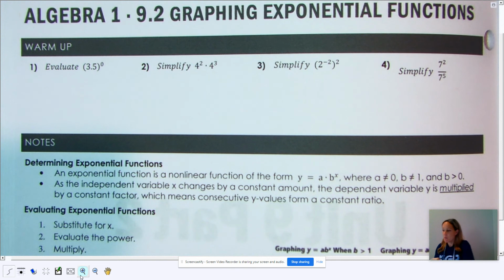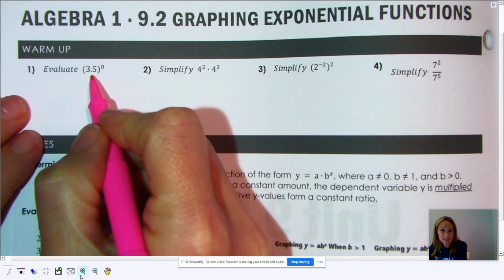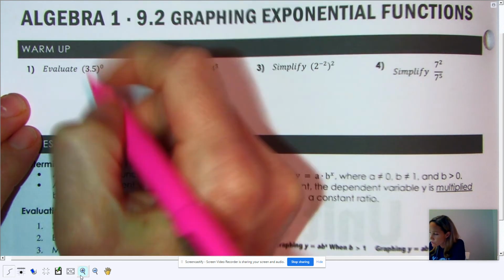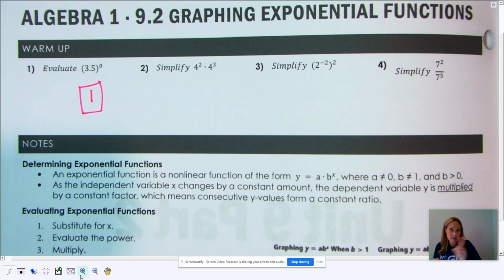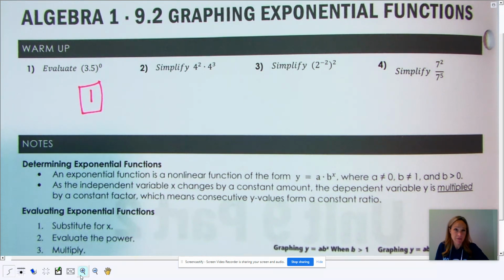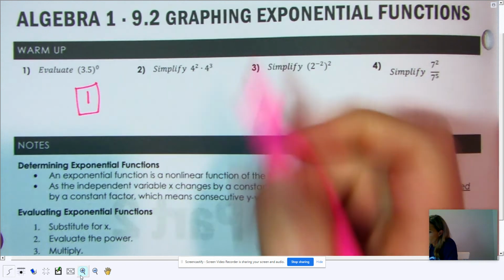For the warm-up, we are evaluating, and remember that anything to the 0 power is equal to 1. The exception would be 0 to the 0 power, which is undefined. For the next one, we're going to simplify here.